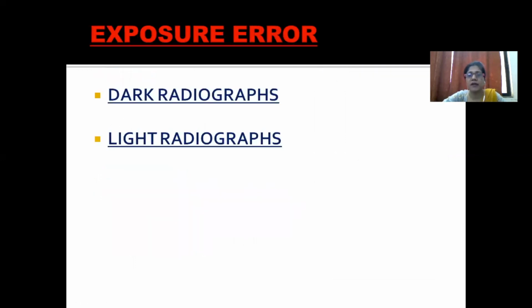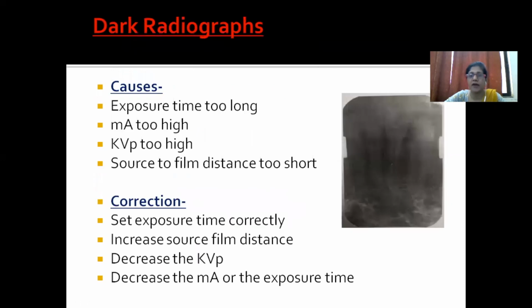Then exposure errors like dark radiograph and light radiograph. Dark: there are different reasons, like exposure time is too long, mA is too high, kVp is too high, source to film distance is too short. Dark means, can you see this radiograph? This radiograph is somewhat darker. I cannot identify the different landmarks completely and clearly. Then correction: set exposure time correctly, increase the source to film distance, decrease the kVp, decrease the mA or exposure time. Now for IOPA radiographs, we cannot change the mA and kVp.